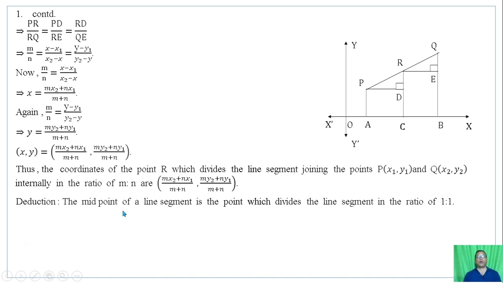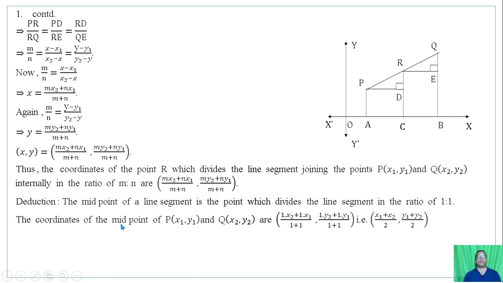Deduction. The midpoint of a line segment is the point which divides the line segment in the ratio 1:1. The coordinates of the midpoint of P and Q: putting m and n each equal to 1 in the section formula above, we have (x1 plus x2) by 2, (y1 plus y2) by 2. This is known as the midpoint formula.